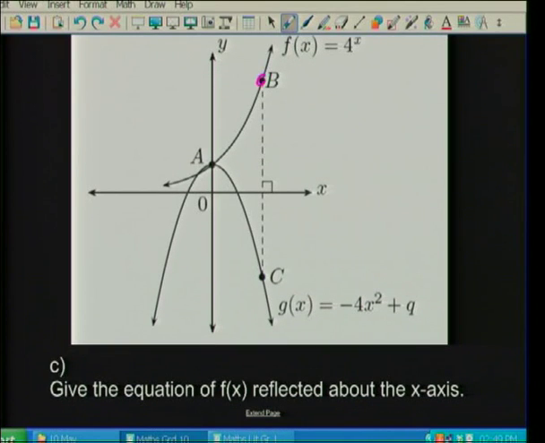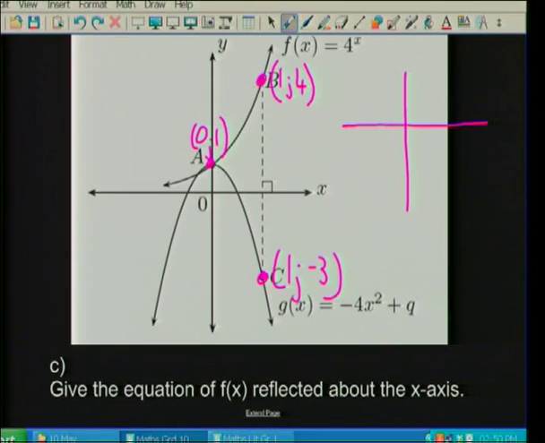Again, I'm just going to put everything that I've calculated to date onto my sketch. C I now know is 1 and negative 3. Give the equation of f of x reflected about the x-axis. So what they are saying is f of x looks like this. What is the equation of its reflection about the x-axis, which will be something like that?